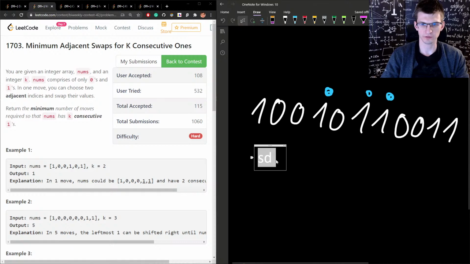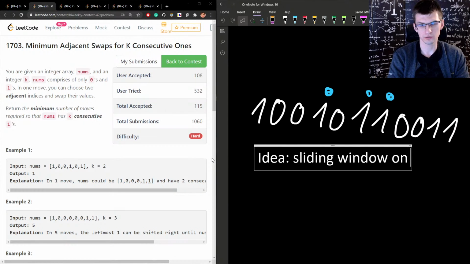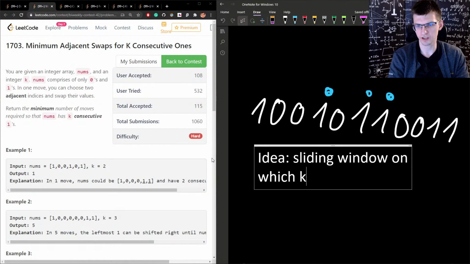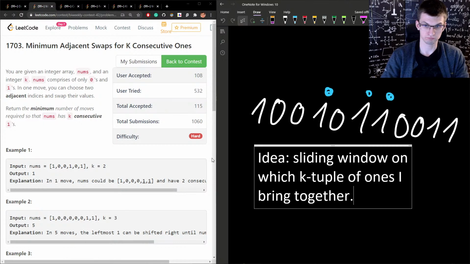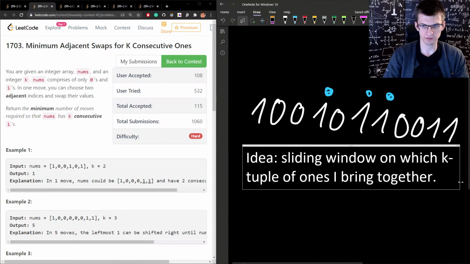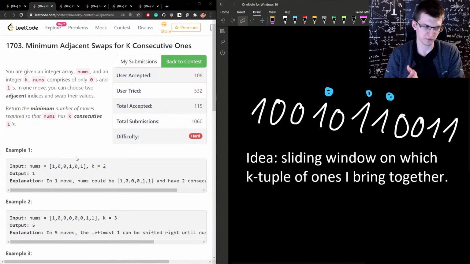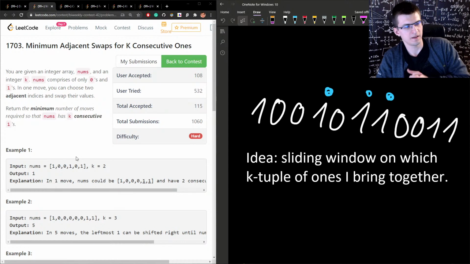I don't know if it's worth writing down, but the idea is something like a sliding window on which k-tuple of ones I bring together. By the way, I don't know how to solve the problem. It seems easy, and I'm guessing that we should move this way. Probably put indices in a vector and then work on that. Yeah, seems convenient.